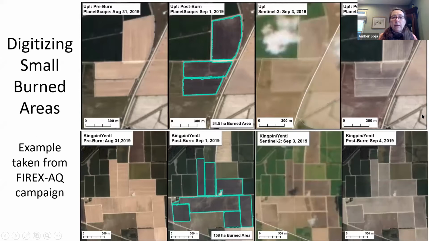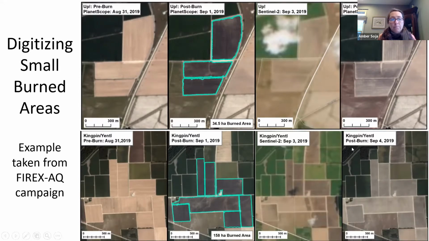On the top panel is the fire that we named Up. On the bottom panel is focused on the fire we named Yentl Kingpin. On the far left is very high and high resolution data that show pre-burn fires. The second panel over shows the burning fields and how we've digitized them. And if you look at the panels on the right-hand side, you can see that these fires green up within days. So we have to digitize them and look for data pre-fire, post-fire in order to get a handle of these burned areas because they change quickly.